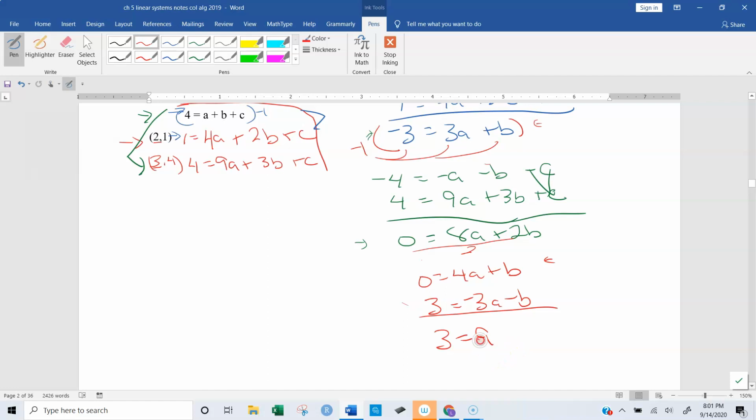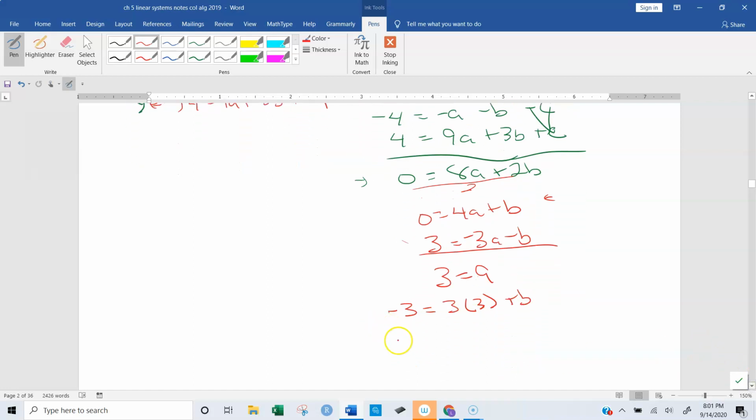So now that I've got 3 equals a, I need to plug it in and find b. And it doesn't matter which one of these 2 we use. I'm probably going to use this blue one. So let's do -3 equals 3, now your a is also 3. There's a lot of 3s here, huh? Plus b. So now we have -3 equals 9 plus b. Subtract the 9. So b is equal to -12.